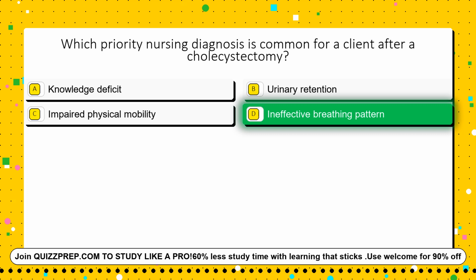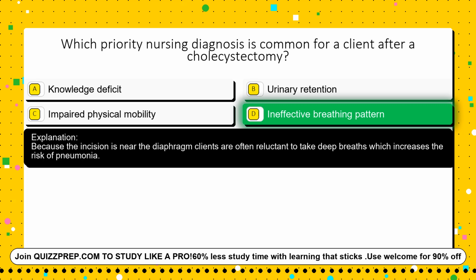The correct answer is option D. Ineffective breathing pattern. Because the incision is near the diaphragm, clients are often reluctant to take deep breaths, which increases the risk of pneumonia.